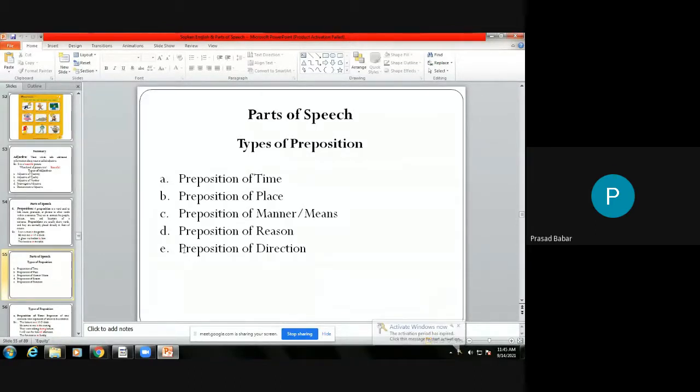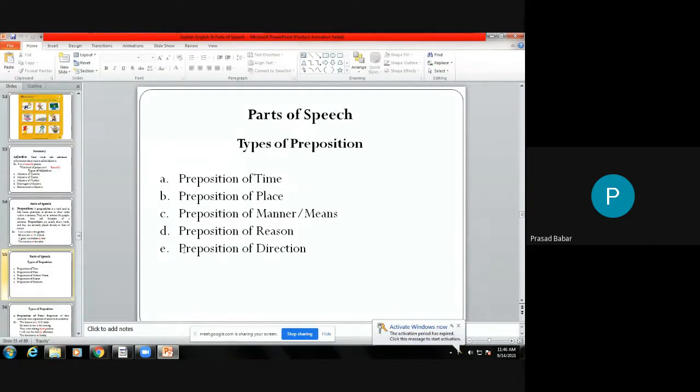It will be related to place. If you want to indicate the place of a person, thing or object, we have to use a preposition of place. The third type is preposition of manner, by which manner or means that action has happened. We have to identify it with the preposition of manner.